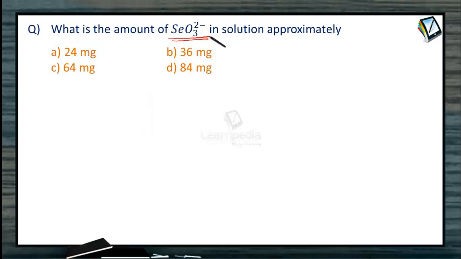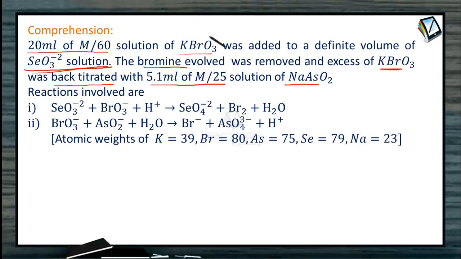Approximately 24 milligrams, 36 milligrams, 64 milligrams, 84 milligrams. So when we look into the equations and the comprehension given, the first equation is SeO3 2 minus plus BrO3 minus and H plus, and Br2 is liberated. So let us take the balanced form of the equations. Whenever equations are given, it is always convenient to work with moles or millimoles. When equations are not known, it is better to work with equivalents or milliequivalents.